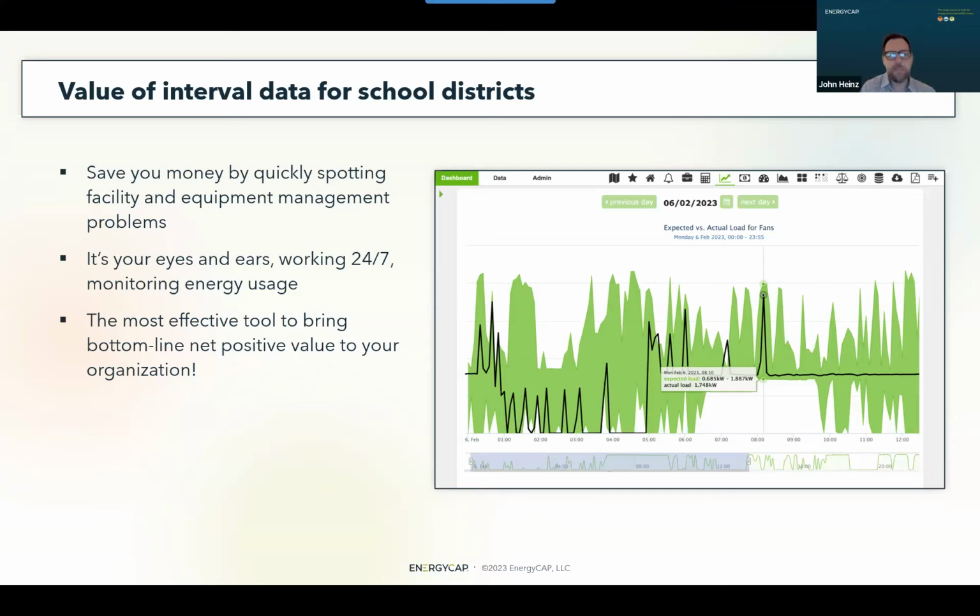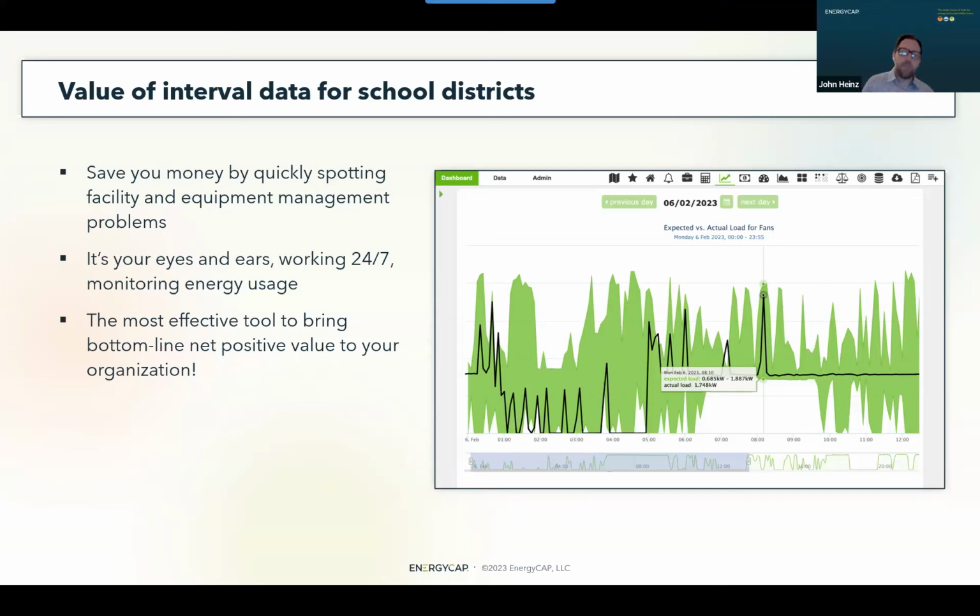Interval data and the management of it helps you save money really quickly by spotting either facility zone issues or equipment problems. It can be your eyes and ears, working 24/7 to help monitor usage and then alert you to problems. It's really the most effective tool to bring bottom line net positive value for your organization.